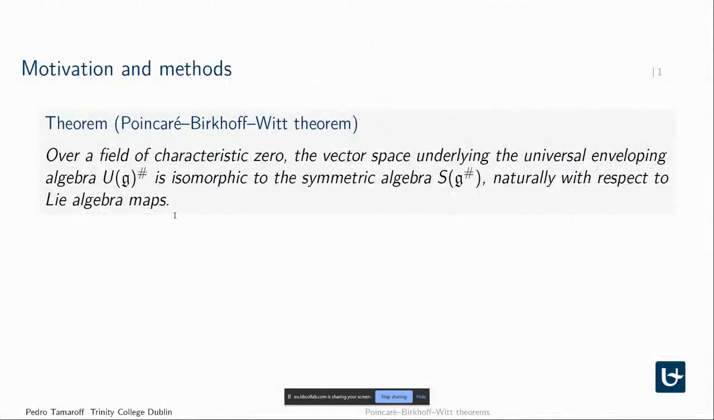Okay, so let me remind you what exactly this is. The original classical PBW theorem just says that when we have a field of characteristic 0 and we take the vector space underlying some universal enveloping algebra of a Lie algebra, for example, the universal envelope of SL2, then that will be isomorphic as a vector space to some symmetric algebra. In the case, for example, that this is 3-dimensional, then this here will be just polynomials in 3 variables, right? And not only do we have an isomorphism, but that isomorphism is natural. It's natural with respect to Lie algebra maps, okay?